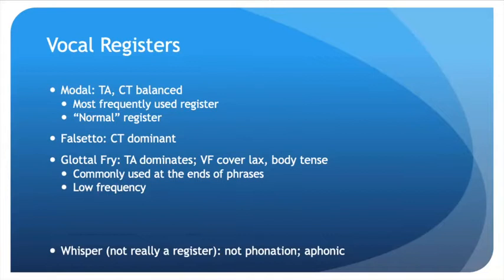There's also falsetto, which is more of a CT dominant production. And that kind of sounds like this. I'm a real boy. So the vocal folds are long and stretched and very tense. And then there's glottal fry. That's when you're going to talk like this. So TA dominates. The vocal fold cover is very lax. The body is more tense, so the TA muscle is contracted, and it's commonly used at the ends of phrases. It's very low frequency. There are some folks that do it habitually. Kim Kardashian's famous for using this. And then there's a whisper register, which is not really a register, but that's just talking like this. So this is aphonic. There's no phonation during whisper, and the airway is open, right? So it's a grossly abducted configuration.